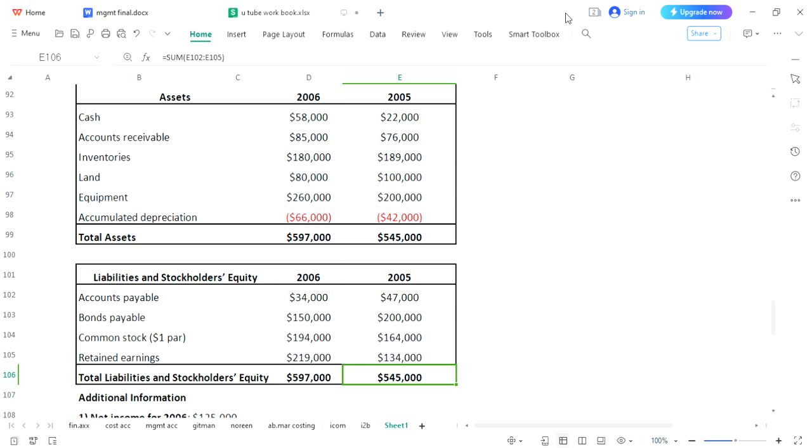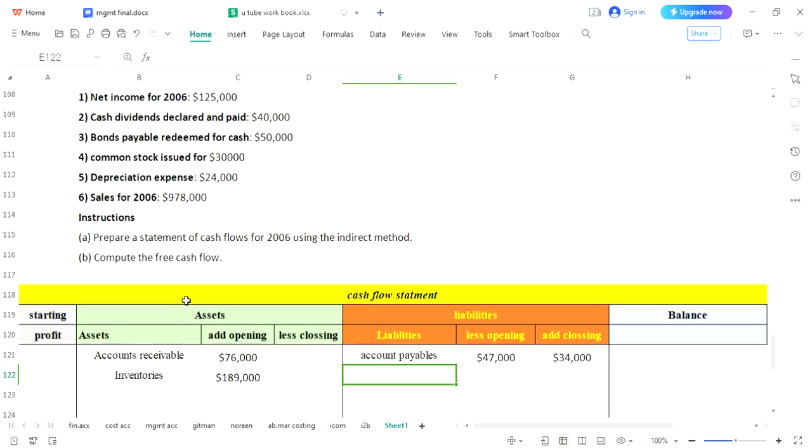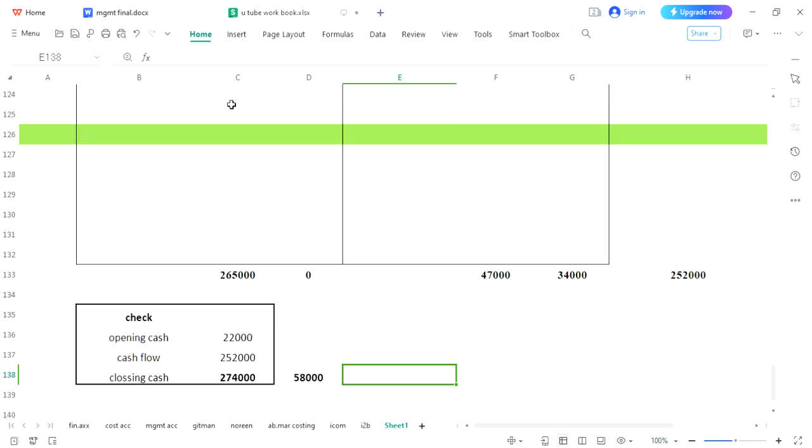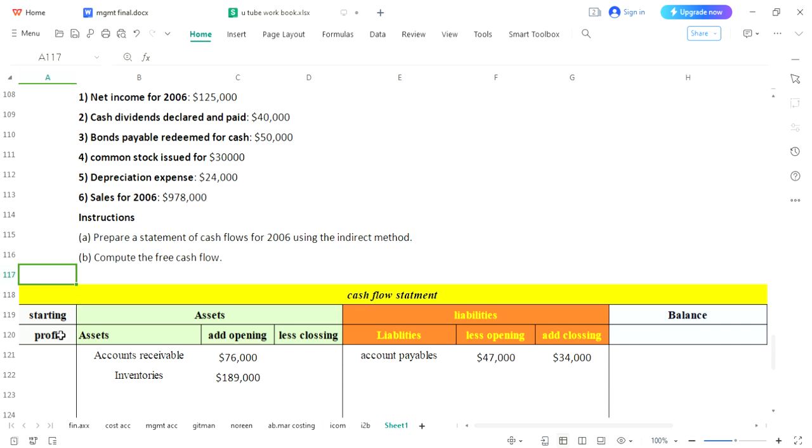Alright guys, now please understand: current assets opening and closing written, current liabilities opening closing written. Now we will be dealing with the fixed assets and fixed liabilities, but before that we will see if there is any adjustment related to fixed assets and fixed liabilities. First adjustment, net income. In this question net income is already calculated. Net income means profit. This is your first column.